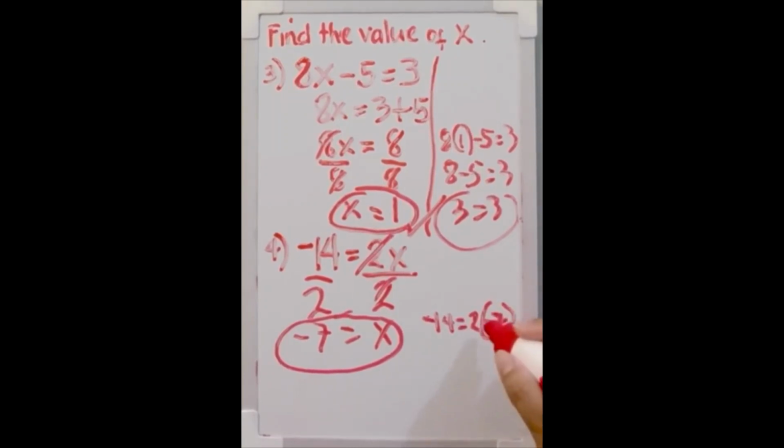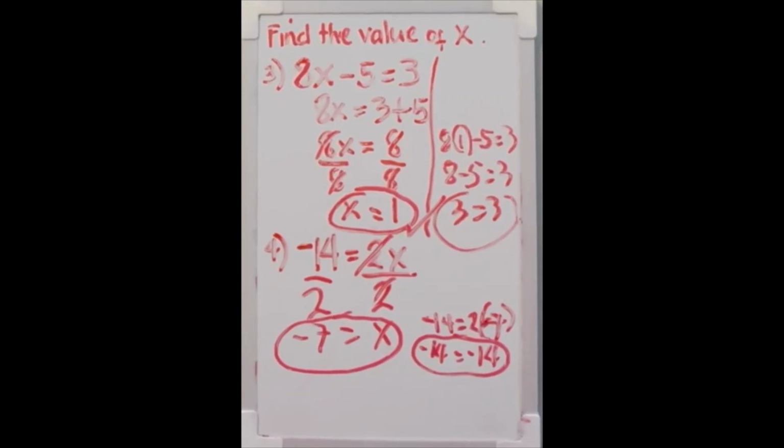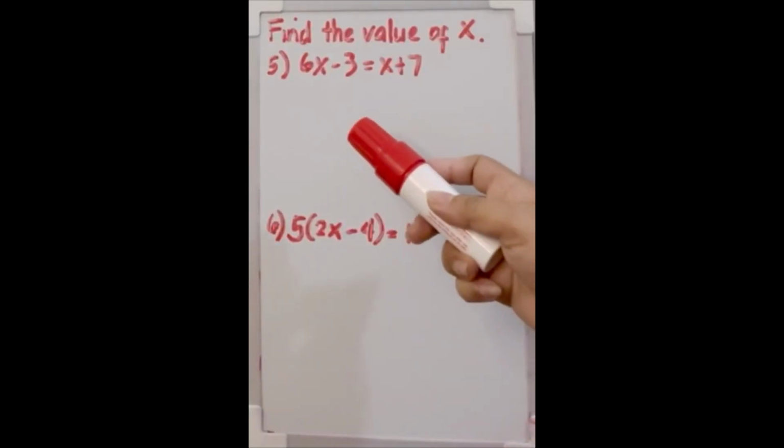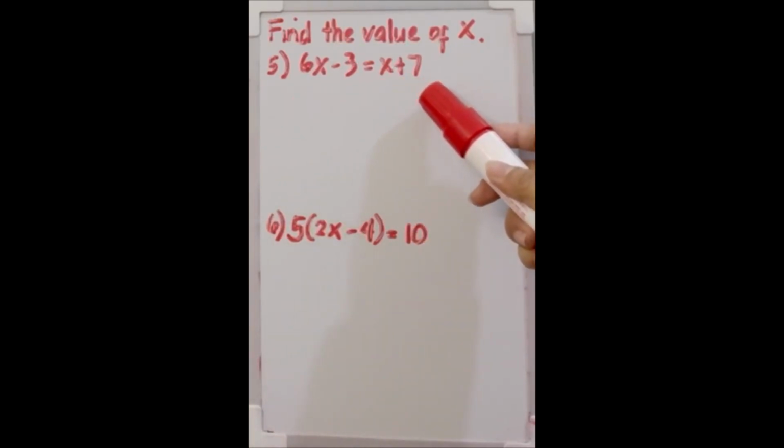Okay, this is negative. So negative 14, you have 2 times negative 7. So that's just negative 14. So you have negative 14 equal to negative 14. So it's correct.